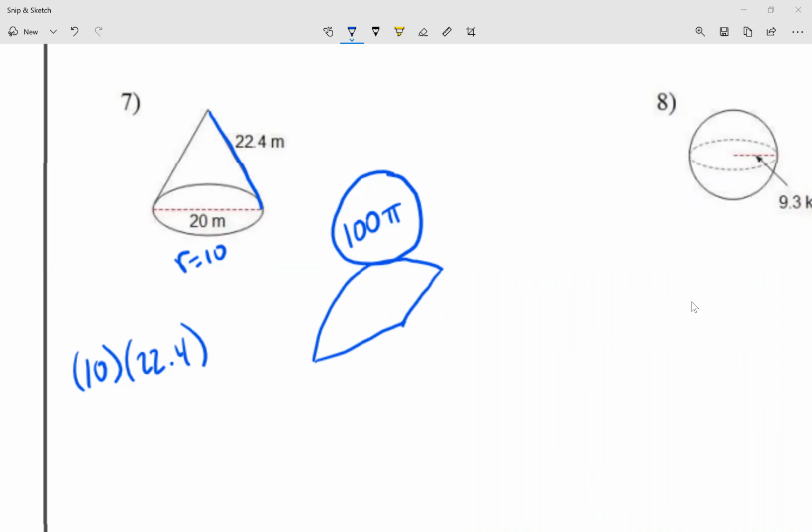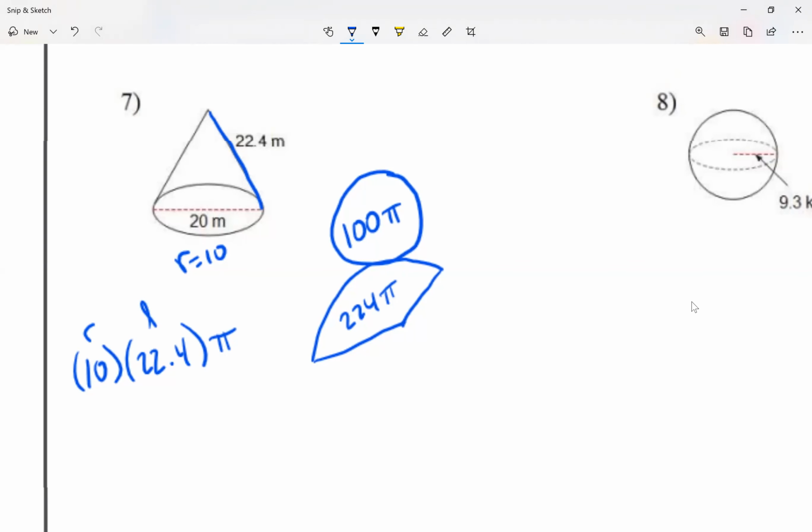So let me get this, 10 times 22.4, right? Radius times lateral height times pi. So I'm going to have that the area of this shape is going to be 224 times pi. Because I don't want to deal with that much of a decimal right now, so I'm leaving pi as a pi. I just went radius, let me just go radius times lateral height. I'm going to use L for lateral height.